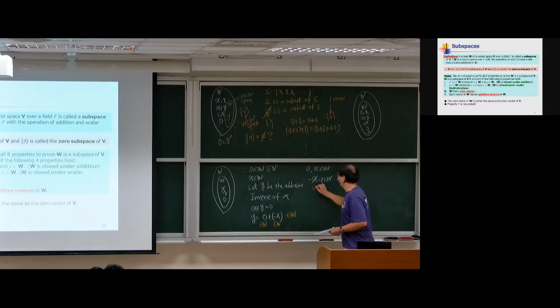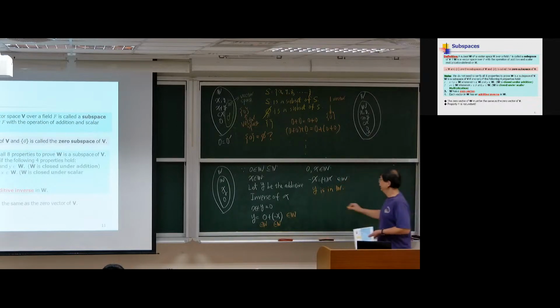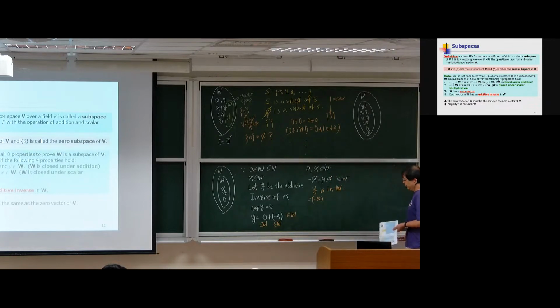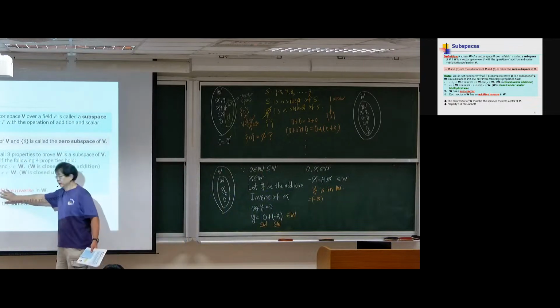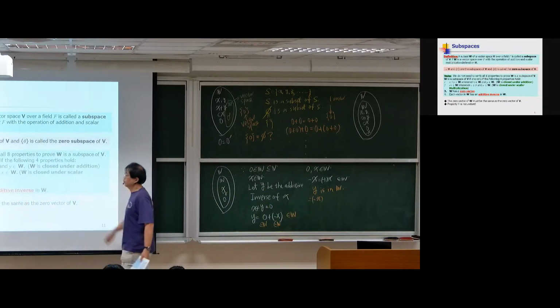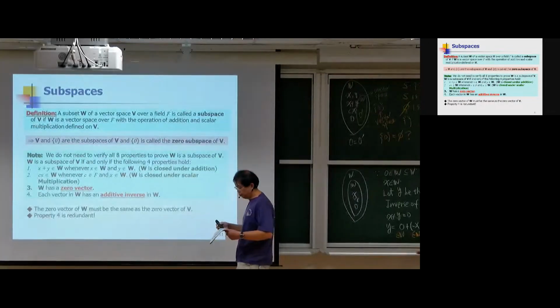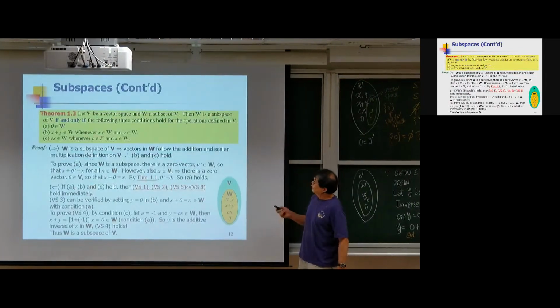So Y is in W. And Y equals minus X. Okay, so property 4 is redundant. Property 4 is redundant. And now we need to prove the next one.